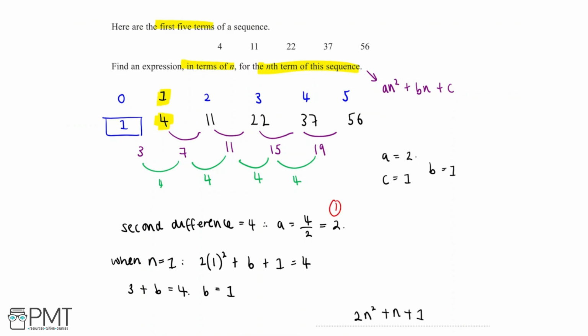And now the second mark is for finding either b or for finding c. And so we did both very clearly. And so we'll get that second mark for either showing working out to find the value of c, which is equal to 1, or the value of b, which is also equal to 1. And now the third and final mark is for getting the correct answer of 2n squared plus n plus 1, allowing us to get the full 3 marks needed for this question.